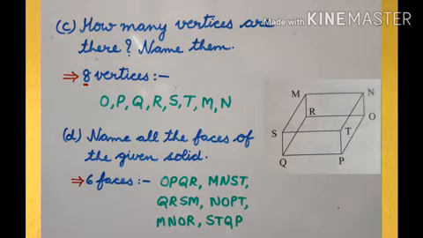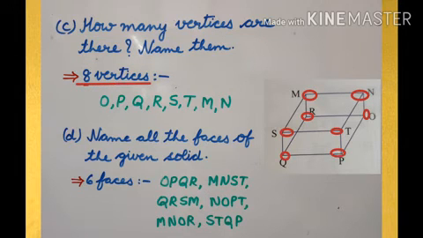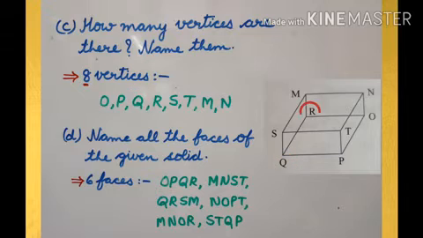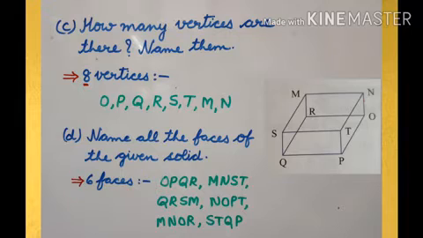C. See how many vertices are there. Name them. 8 vertices are there. O, P, Q, R, S, T, M, N. D. Name all the faces of the given solid. It has 6 faces: OPQR, MNST, QRSM, NOPT, MNOR, STQP.